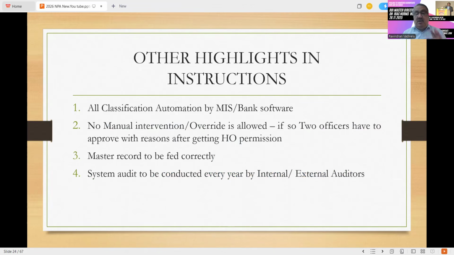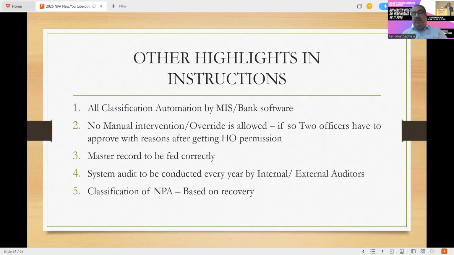And the system audit is also another opportunity available to chartered accountants who have cleared the DISA. System audit has to be conducted every year by internal or external auditors. So if you are DISA or CISA qualified, you will definitely get the system audit from the banks. Only a few bankers had it before. Now it is made compulsory by the Reserve Bank that the system audit has to be conducted every year by internal or external auditors. We are called external auditors, so we will be getting the opportunities.